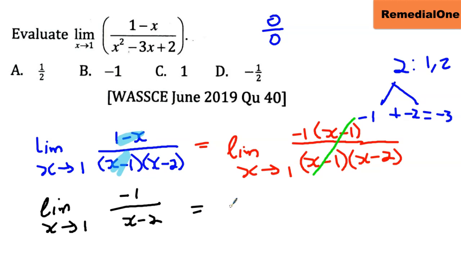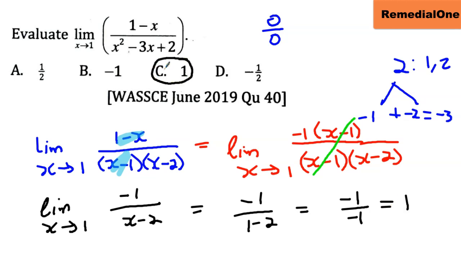And then we can plug it in wherever we see x: 1 minus 2, which gives -1 over -1. And that is 1. So here C is the good option.